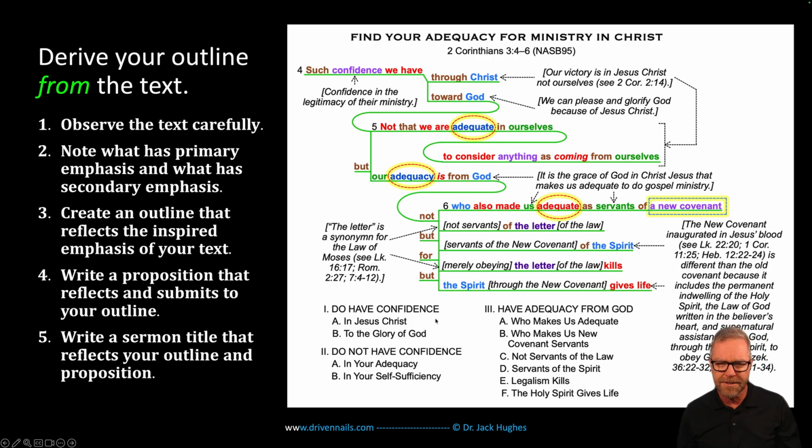So notice here the outline that I have. Do have confidence in Jesus Christ to the glory of God. Have confidence through Jesus Christ to God. There we go. Do not have confidence. How?